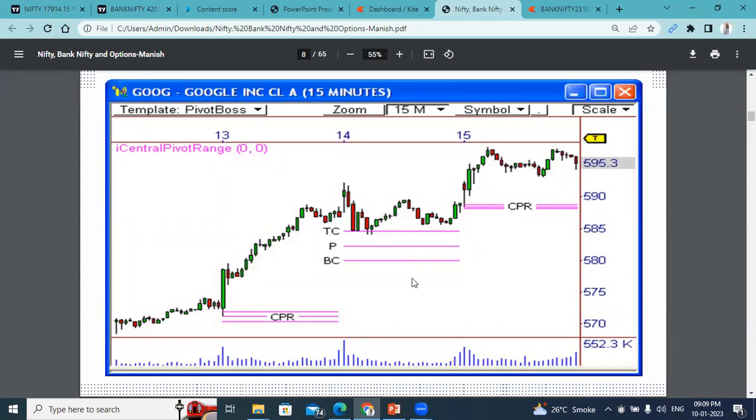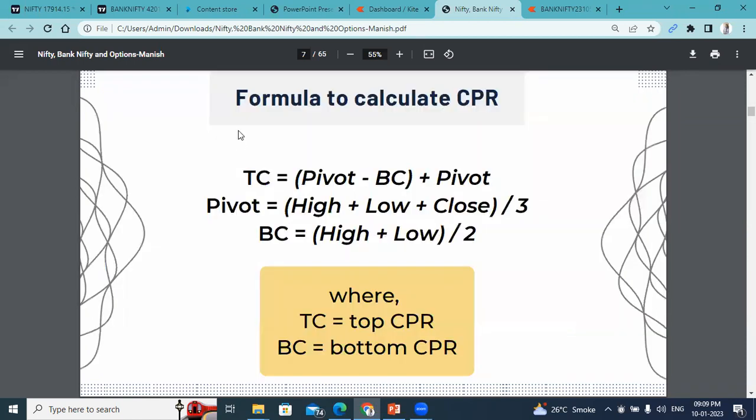Now we can also calculate the CPR line values. We can calculate the values of these lines. So here you can see the formula. This is the mathematical formula we can use to calculate CPR.